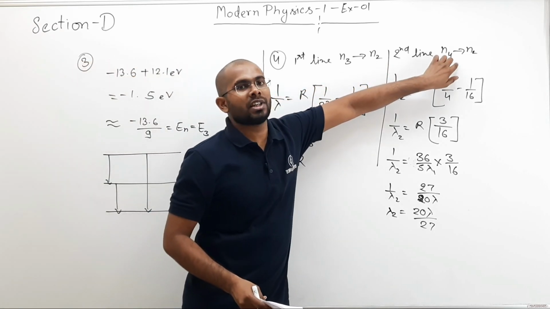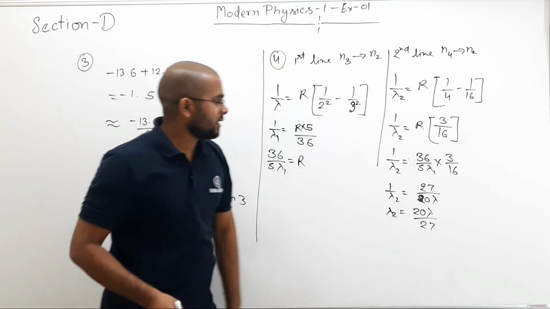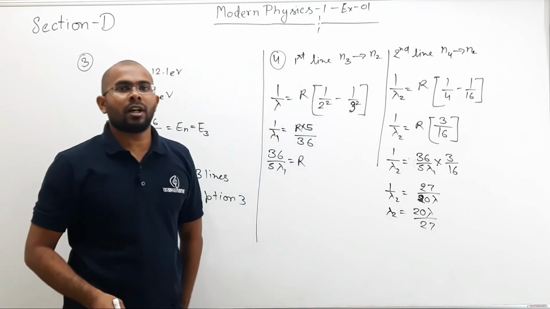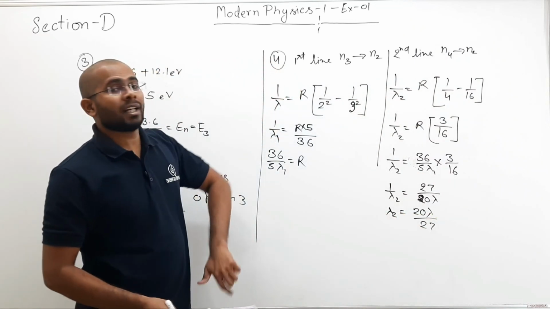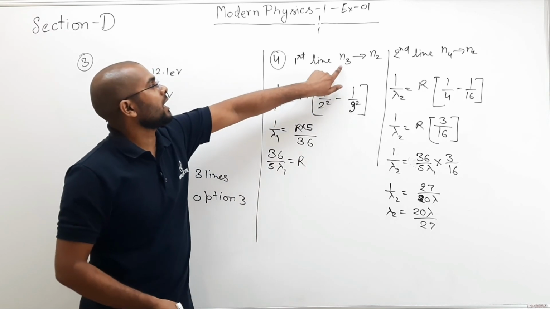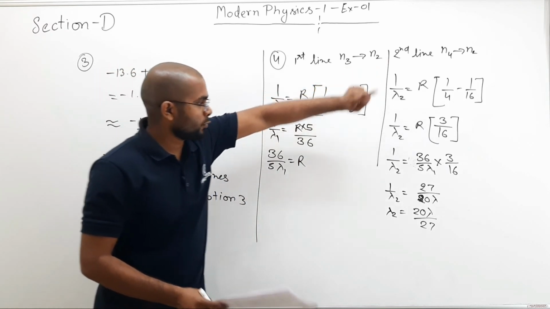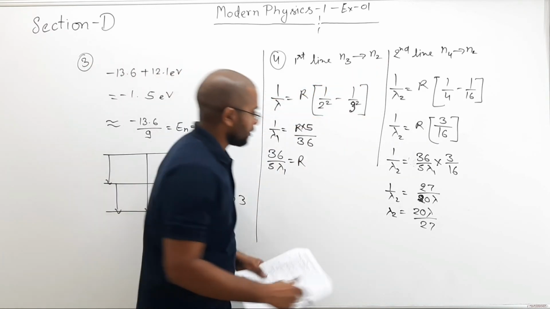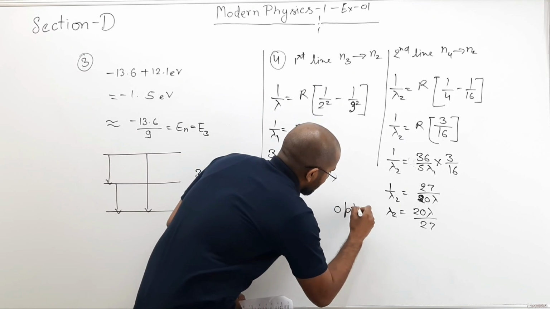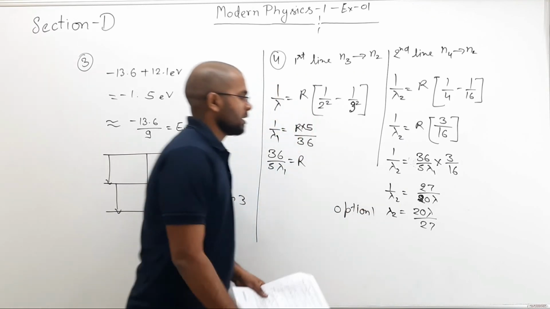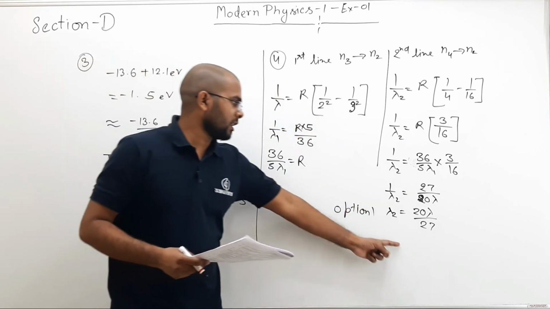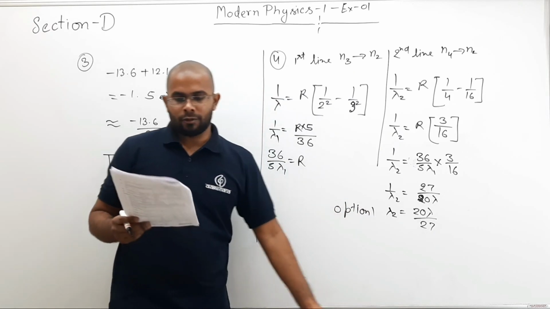where lambda 2 is the wavelength of the second spectral line when electron jumps from n4 to n second, and lambda is the wavelength of first spectral line in the Balmer series when electron jumps from n3 to n second. So your option 1 is the correct choice. Lambda 2 equals 20 lambda by 27.